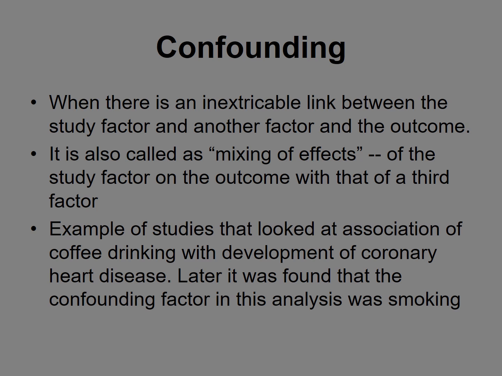Now, confounding variables are often referred to as a third factor or extraneous variable. It's something that is related to, or confounds, the relationship between a study factor and the outcome. The example they have here is that there are studies that looked at the association of coffee drinking with the development of coronary heart disease, but later it was found that it really wasn't about coffee drinking, it was actually more about smoking.